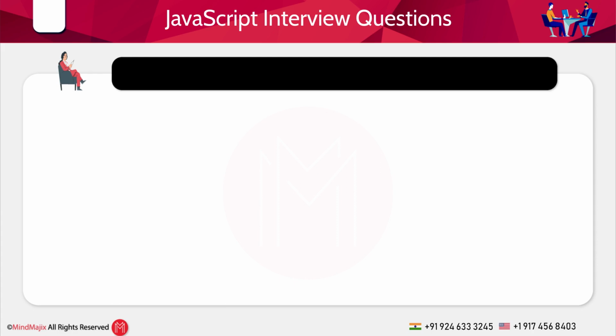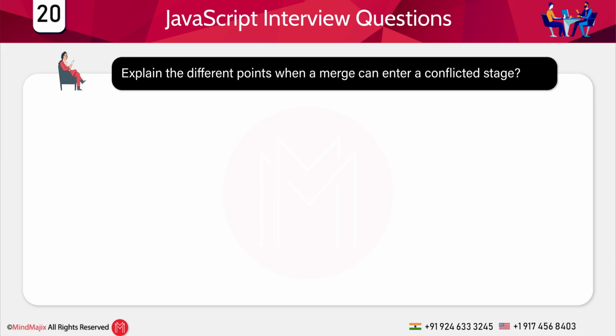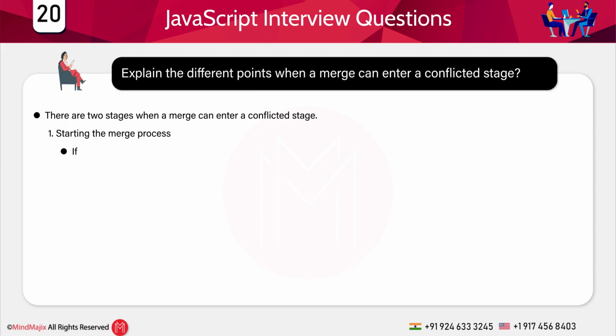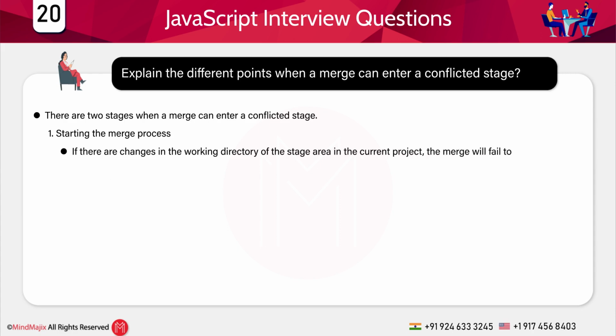Questions that are asked, advanced Git interview questions. Explain the difference between merge can enter a conflicted stage. So there are two stages when the merge can enter into the conflicted stage. Starting the merge process: if there are changes in the working directory or stage area in the current project, the merge will fail to start.